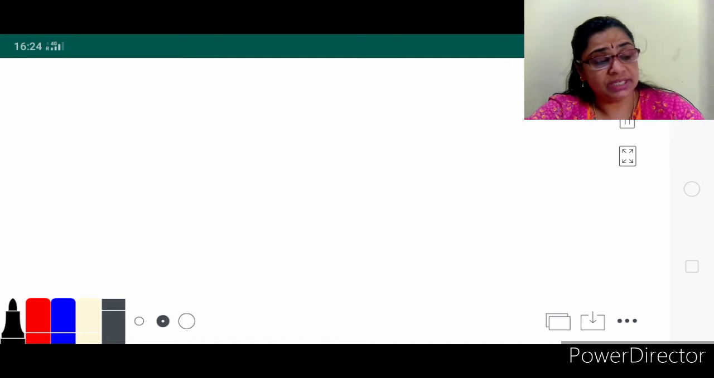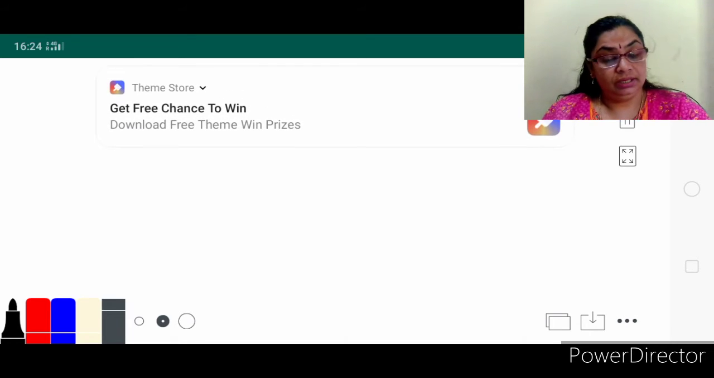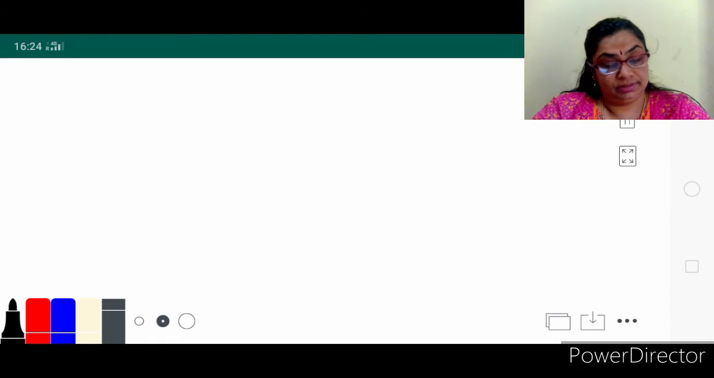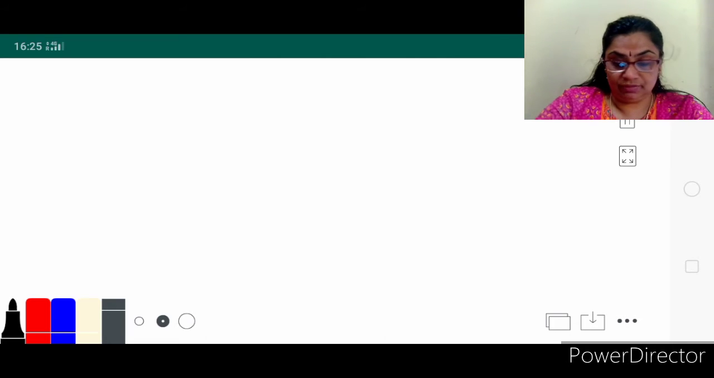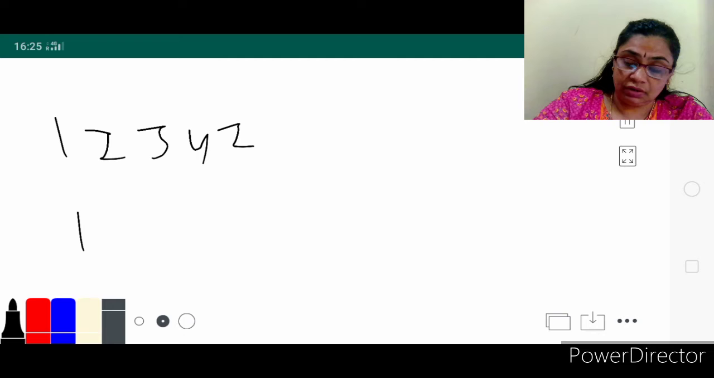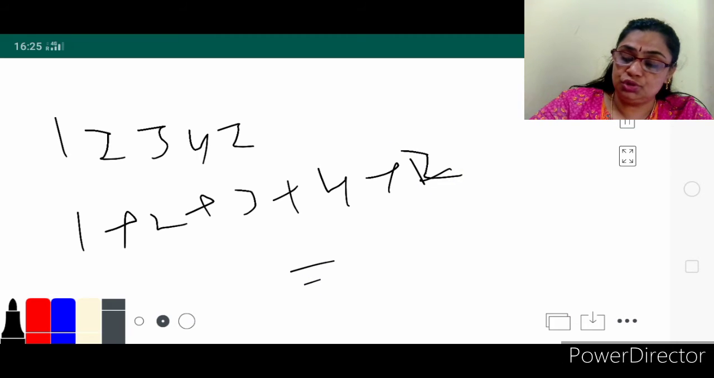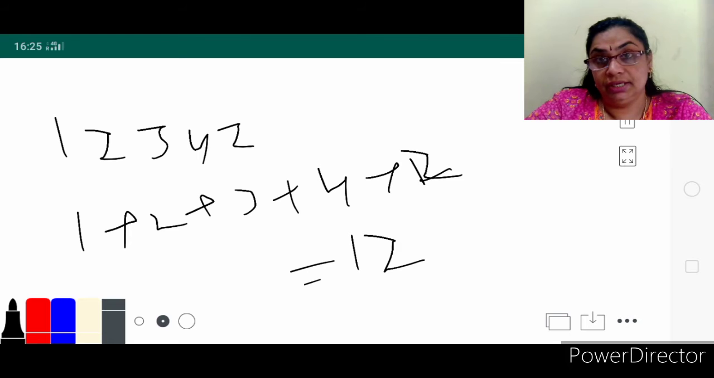Okay. Next is divisibility test of 3. A number is divisible by 3 if the sum of its digits is divisible by 3. For example, this number I have shown here, 12,342. The sum of digits is 1 plus 2 plus 3 plus 4 plus 2, which is equal to 12, and 12 is divisible by 3. So 12,342 is divisible by 3.